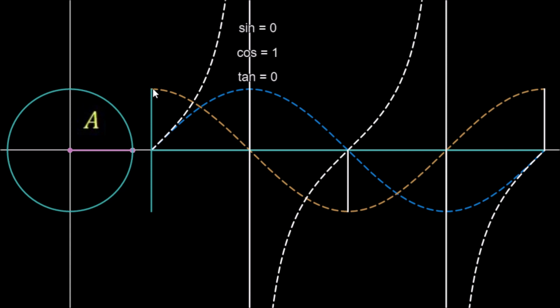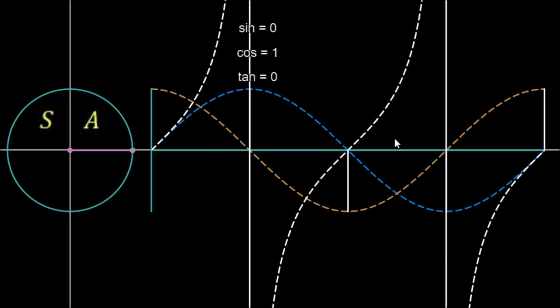Now if we move into the next quadrant, you can see here that the sine function, which is in blue, is positive. And the other two functions, the cosine and the tan, are negative. So the only function that is positive in this quadrant is the sine function. So we could put an S in here. So S stands for the sine function being positive.